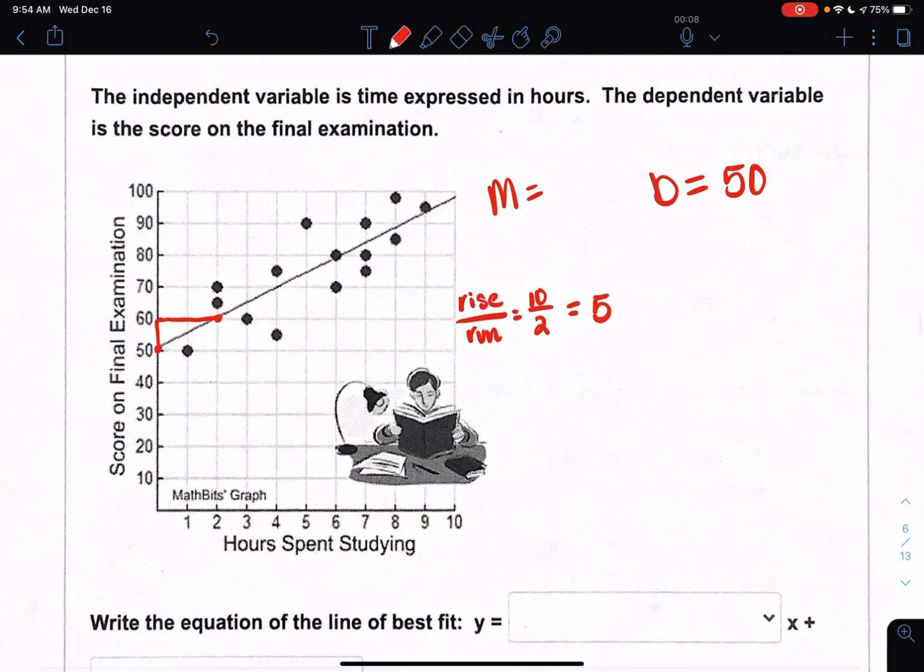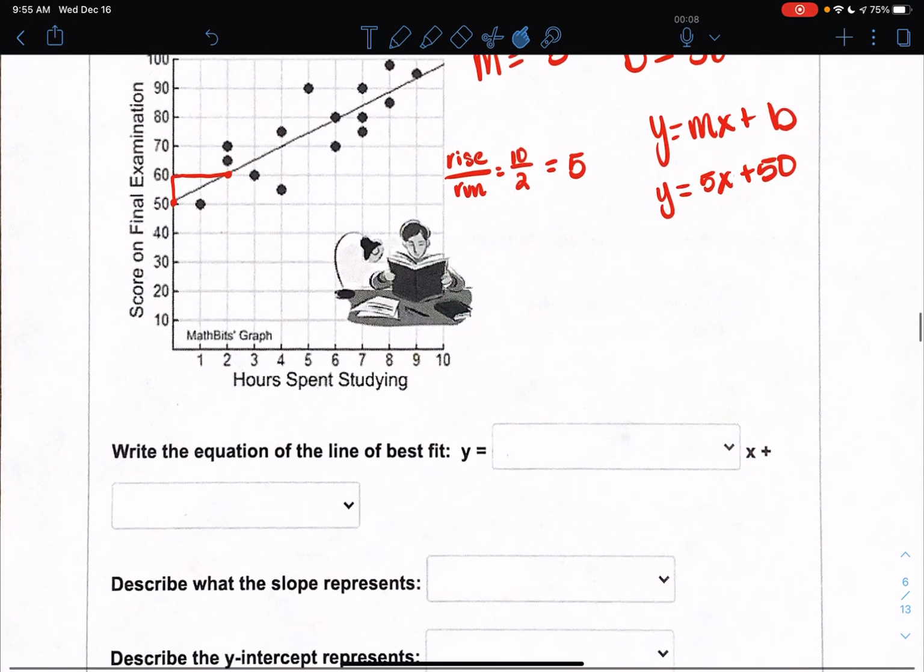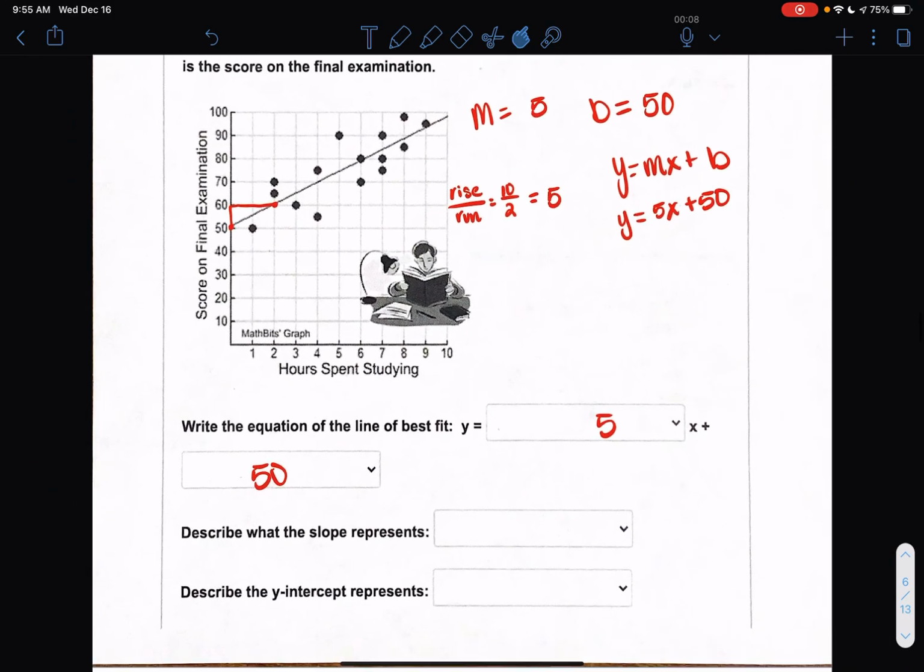Okay, so I have a slope of 5, and I have the y-intercept that is equal to 50. So plugging that into my slope-intercept form for the equation, I have y is equal to 5x plus 50. Okay, and on the study guide, you're going to see that they have a box for your slope, which is right here, 5, and a box for your y-intercept, which is 50. Okay, all right, moving down.